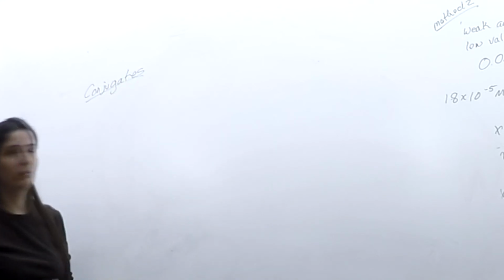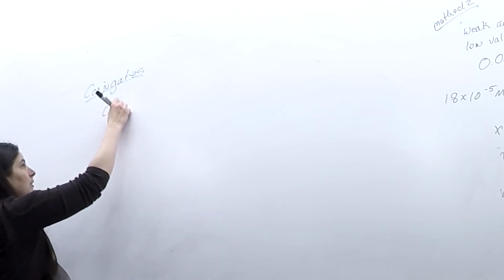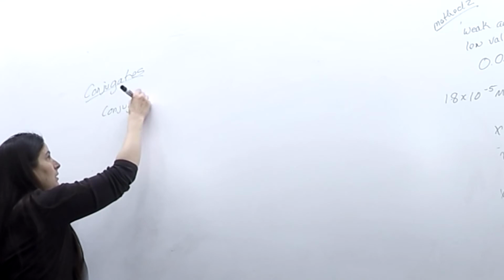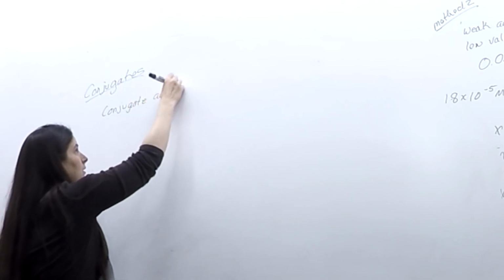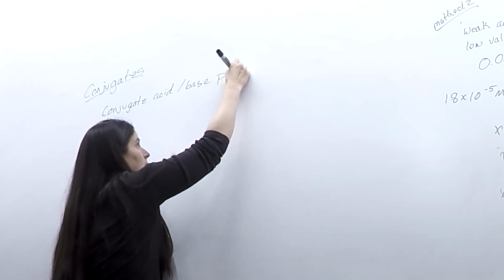Okay, back to a little bit more of our acid-base talk, a little bit about what the opposite of an acid and the opposite of a base is. They're called conjugates. So what we are going to have here are what are called conjugate acid-base pairs. They are always opposite of each other.